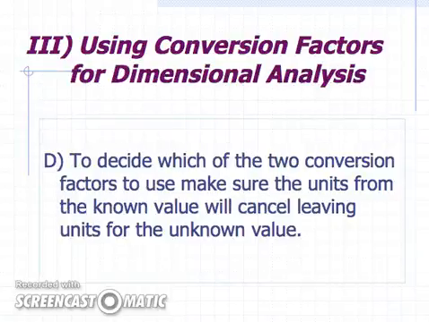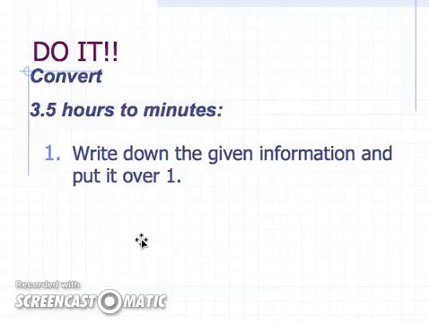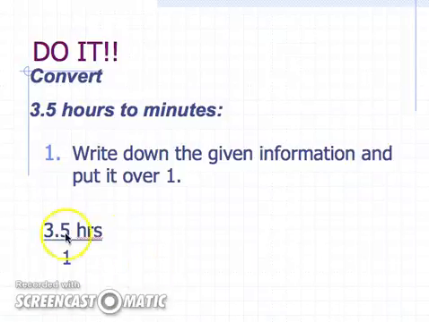All right, now, one of the first things you need to do once you know you have to convert from one unit to another is decide which of the conversion factors you're going to use from the known value is going to cancel the units to give you the value that you're looking for. So let's practice a little bit so this makes a little more sense. Here's our first problem. We're going to convert 3.5 hours to minutes. Well, the first thing you need to do any time you're solving a problem is write down the given information, and you're going to place it over 1 like this.